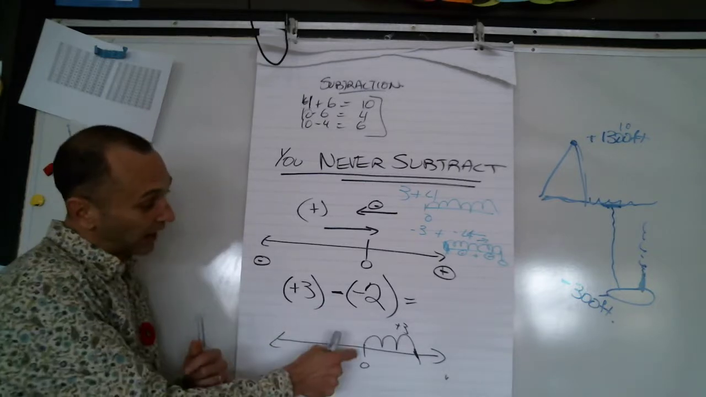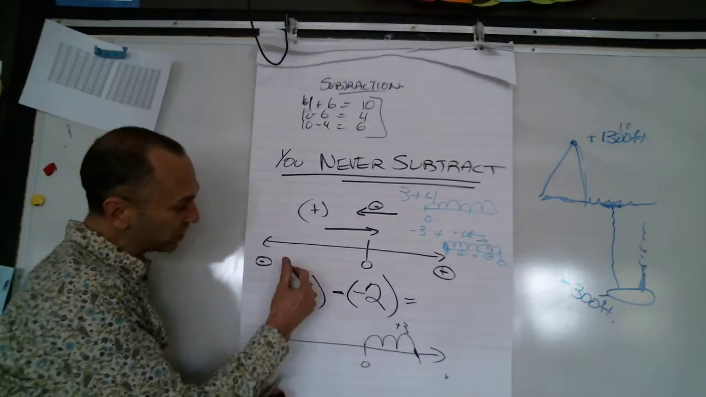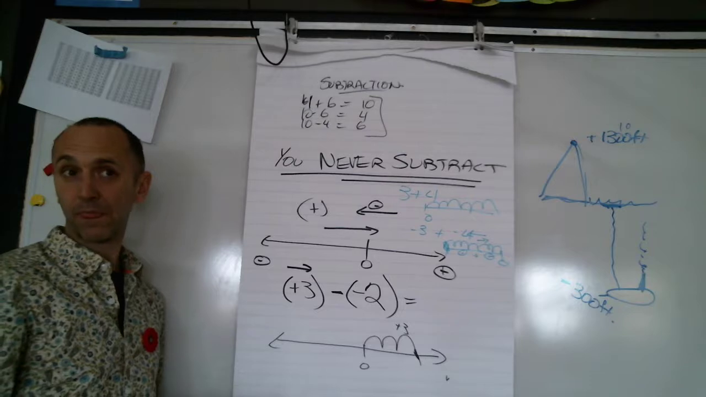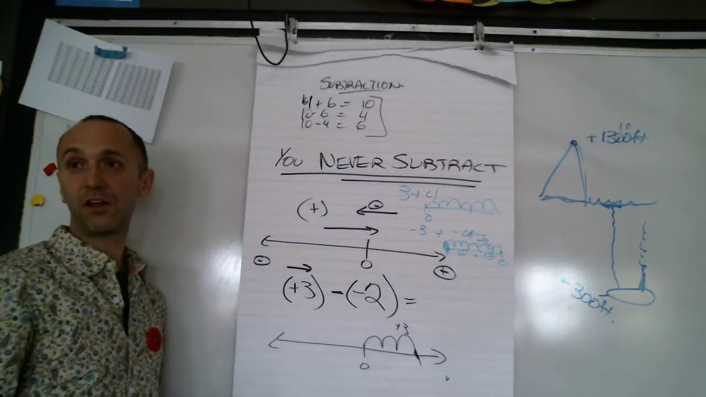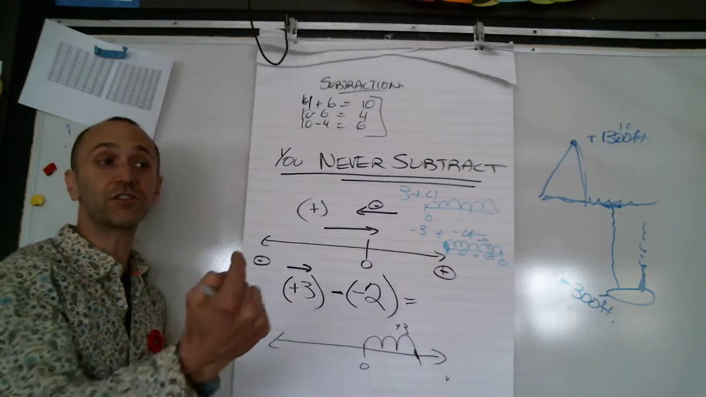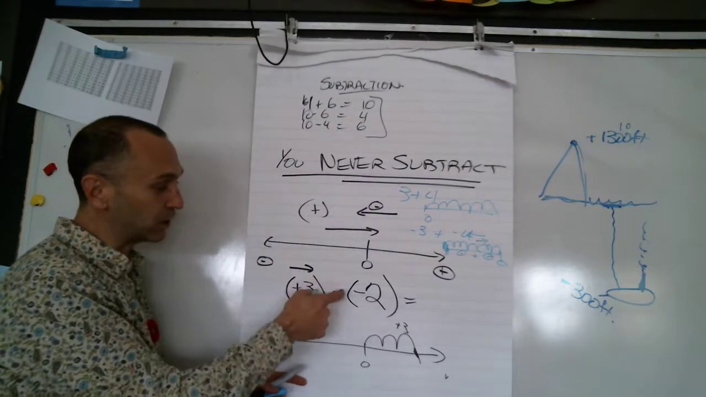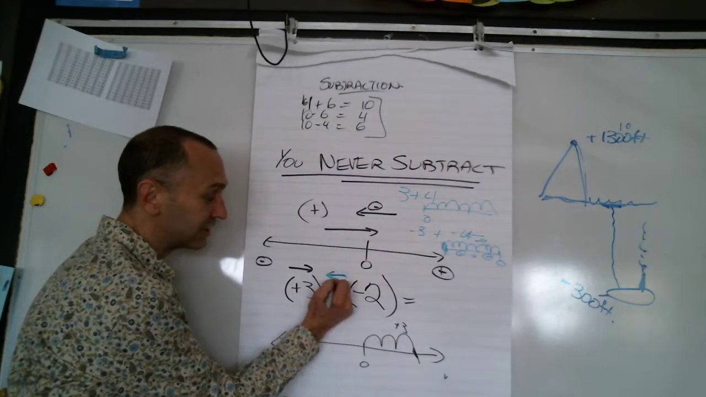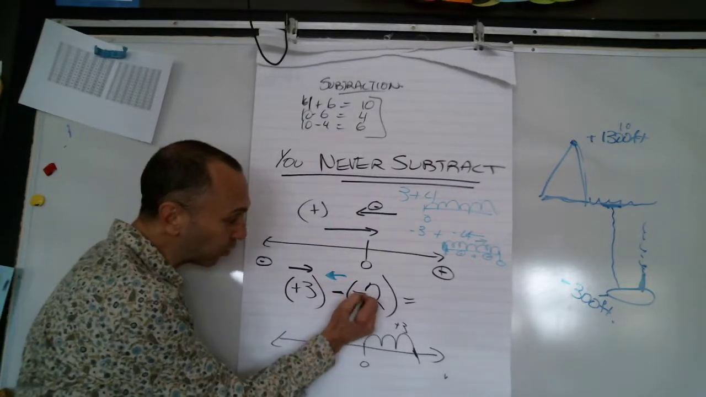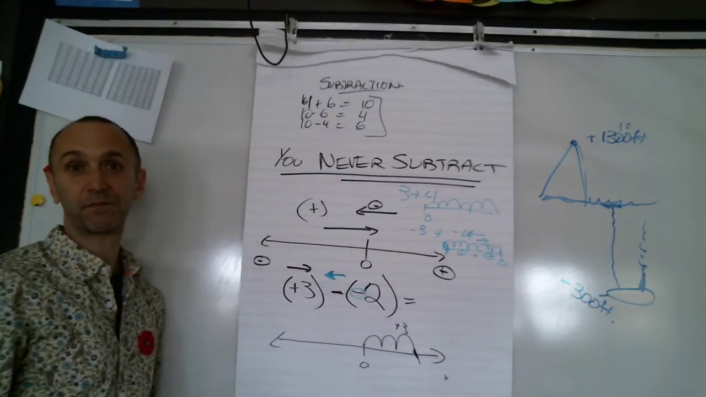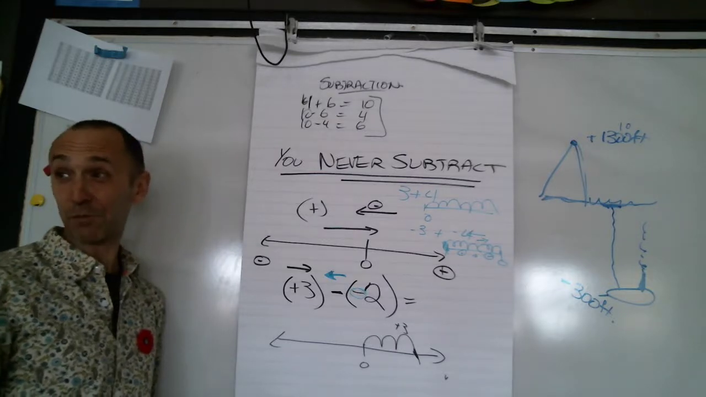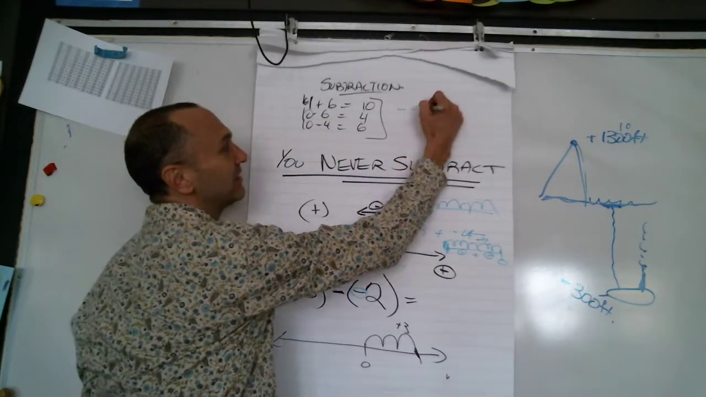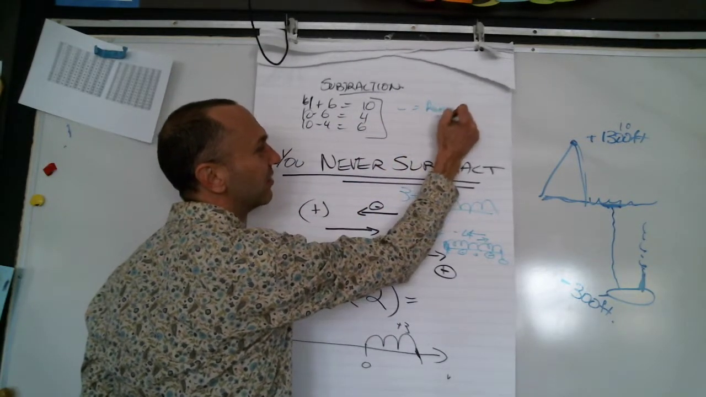Thanks. So I've gone positive 3, which I'm going this direction. What does the negative do to my direction? Or the minus? Negative is a reversal sign. So if I'm going to the right, which way does this one take me? Left. Now I'm going to the left, but what does this negative do? Negative is a reversal signal.